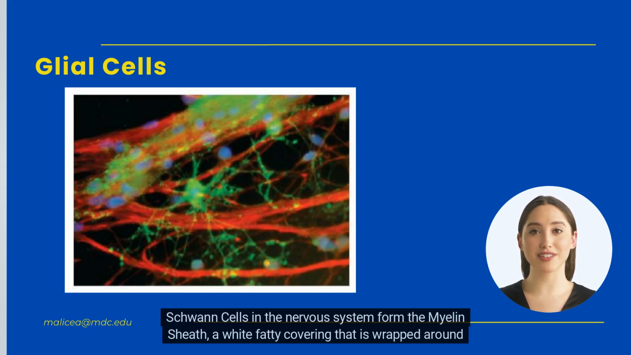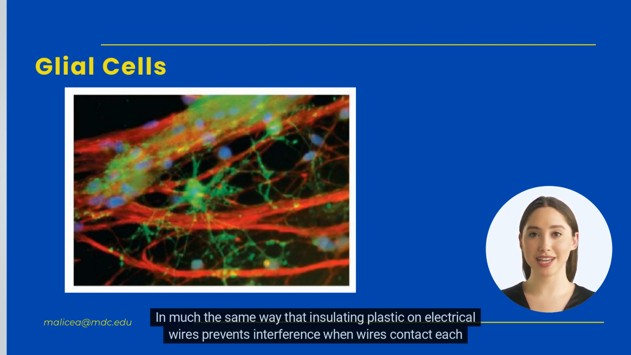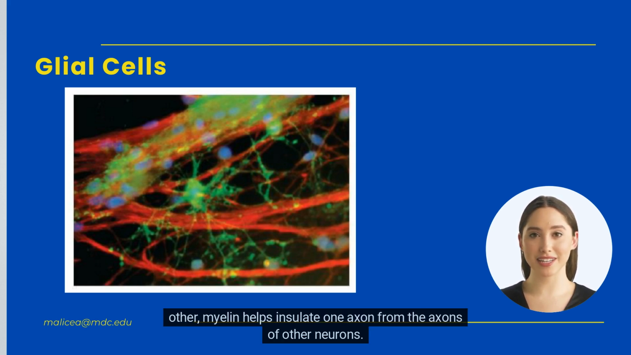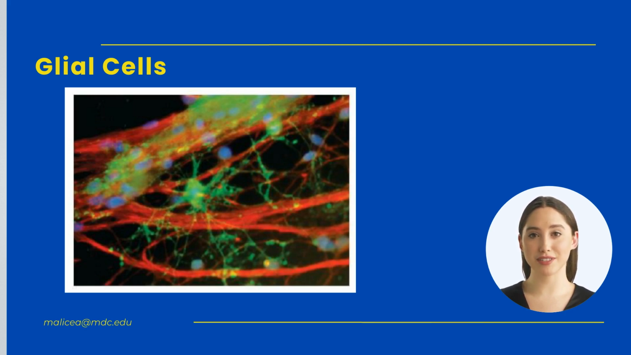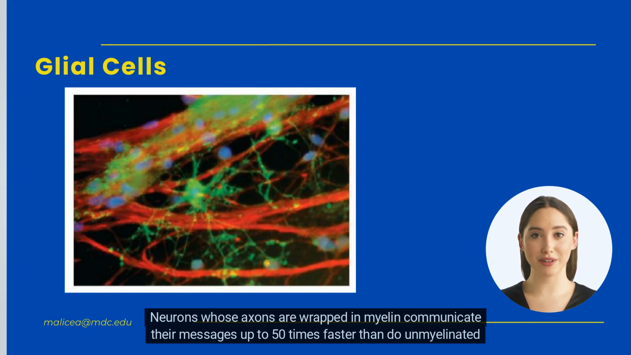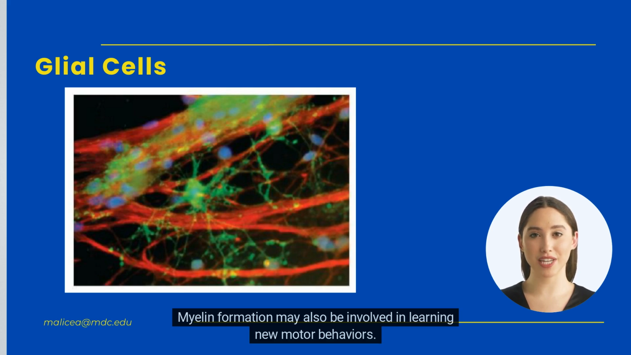Schwann cells in the nervous system form the myelin sheath, a white fatty covering that is wrapped around the axons. In much the same way that insulating plastic on electrical wires prevents interference when wires contact each other, myelin helps insulate one axon from the axons of other neurons. Neurons whose axons are wrapped in myelin communicate their messages up to 50 times faster than do unmyelinated neurons. Myelin formation may also be involved in learning new motor behaviors.